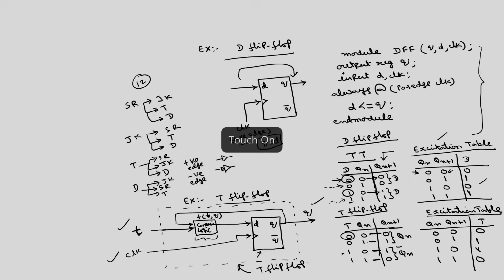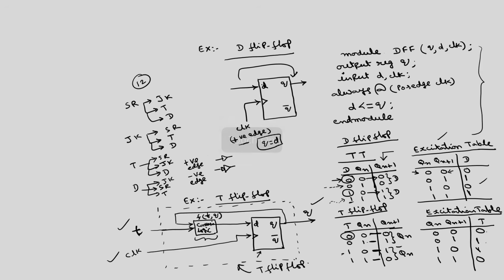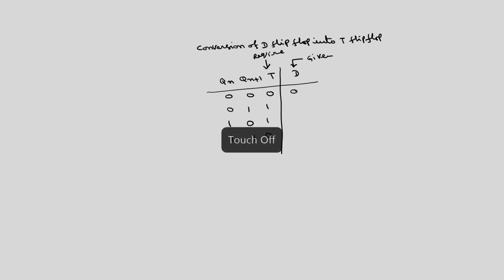So, what is T and what is D? T is 0 1 1 0, whereas D is 0 1 0 1. I have to express D as a function of T and Qn. This Qn plus 1 I am writing just to fill these entries of D and T, but after that you can neglect this. I have to basically express this D as a function of T and Qn.